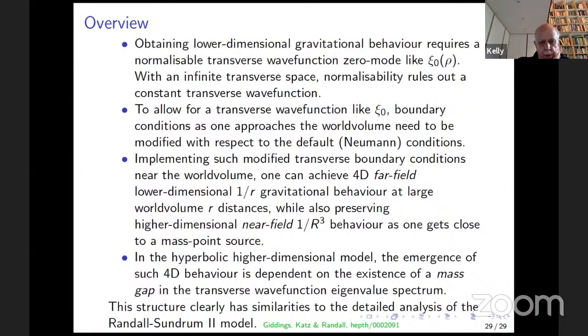A final remark is that a paper that's important to us, the detailed analysis of the Randall-Sundrum 2 model by Giddings, Katz, and Randall, in fact, has definite similarities to the structure here, in particular with the importance of the implementation of the boundary conditions as compared to the default boundary conditions. So thanks for your attention.